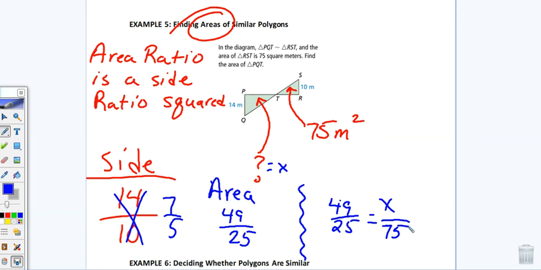147. What do you guys get? 147. Area here is 147 square meters.